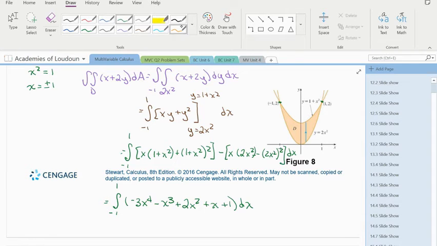When we integrate that, we have -3/5 x to the 5th minus 1/4 x to the 4th plus 2/3 x cubed plus 1/2 x squared plus x, evaluated from -1 to 1, which then gives us 32 over 15.